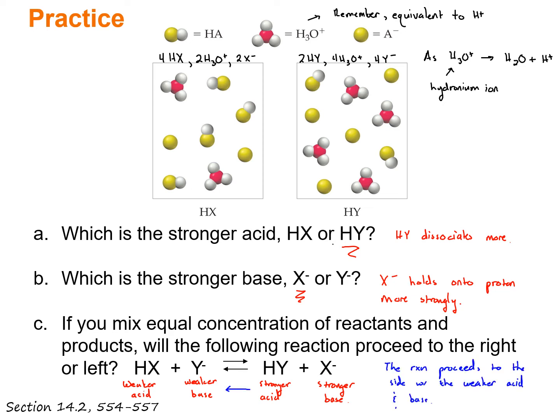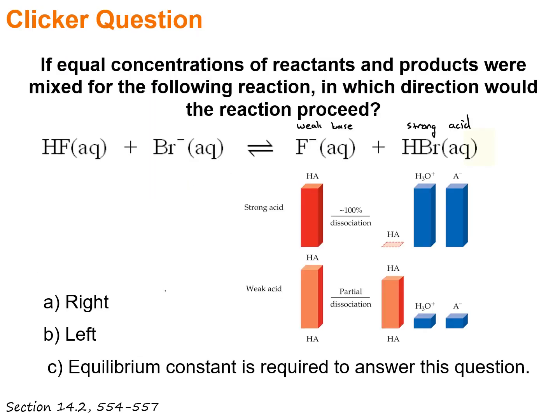And so the reaction proceeds to the reactant side in this case, as it's written. If we look at this problem, this would be a clicker question. If we have equal concentrations of reactants and products, which way do you expect it to proceed? So you might need to look at that table. You do need to look at that chart from time to time, the one that was shown a couple slides back, to figure out what are weak acids and strong bases and things of that sort.